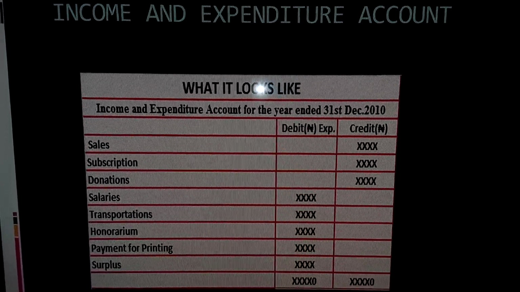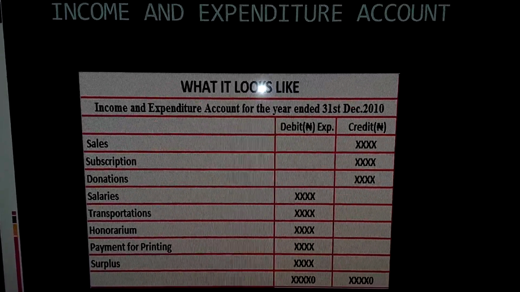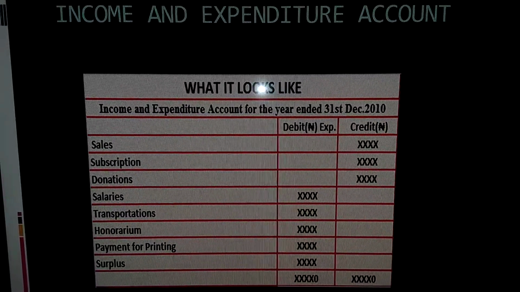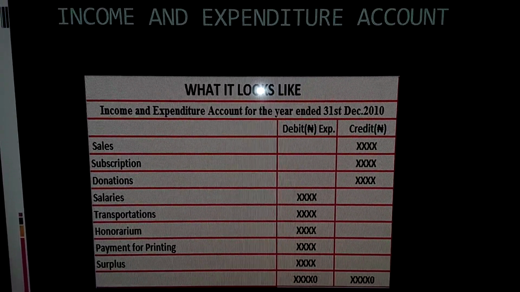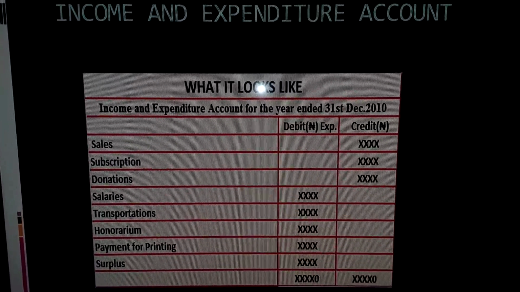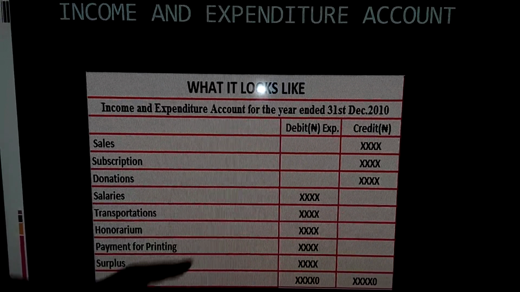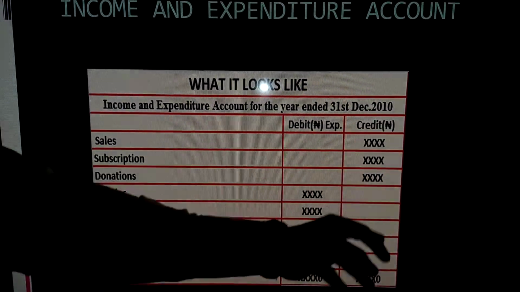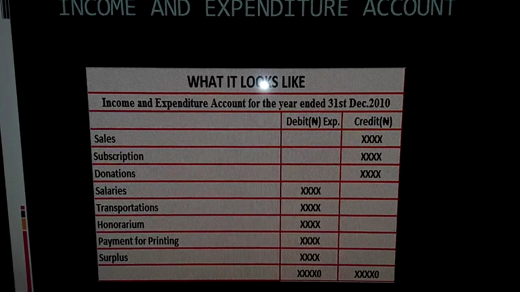If you are in a church, your donations will be in form of tithes, offerings, pledges. If you're in social clubs, you can have donations too. And then you have subscriptions. In foundations, you have more of donations. So basically what we're saying is that those incomes, you compare them to your expenditures. So at the end of the day, you have a surplus if your income is higher than your expenditure. But if your expenditure is higher than your income, you have a deficit.